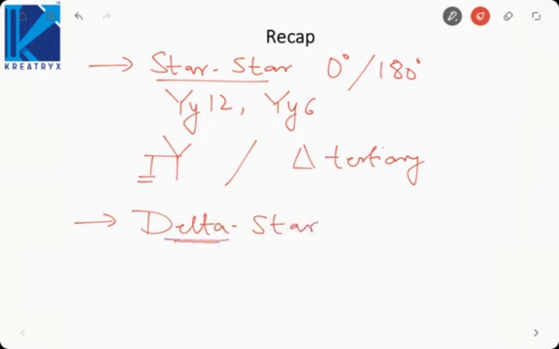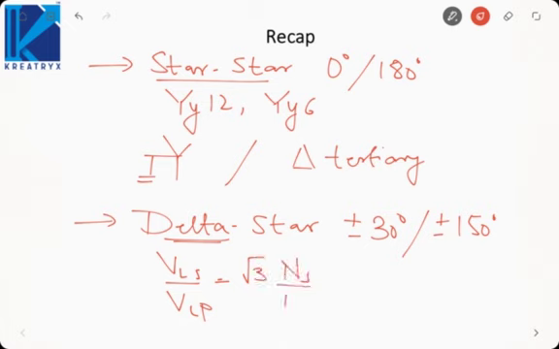In case of delta star connection we saw there were four phase shifts possible: plus minus 30 degree and plus minus 150 degrees. And we saw that VL secondary by VL primary was root 3 into NS by NP. So it has the highest secondary voltage as compared to star-star or delta-delta connections, hence it must be used as a step-up transformer. And also due to delta connected primary winding, it allows the flow of third harmonic magnetizing current, due to which EMF and flux are sinusoidal. So that was the advantage with the delta star transformer.